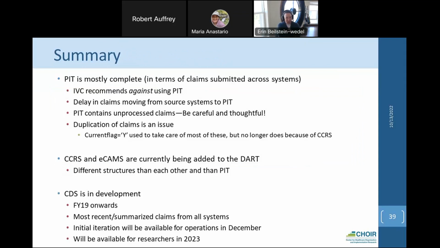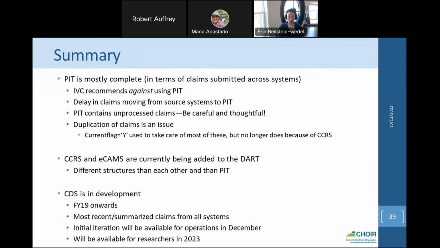And then in summary, I hope this has been helpful for people. This is kind of what I spend most of my time doing and digging through and figuring out how to help people do. So PIT is, as many people will say, the most complete source in terms of submitted claims. IBC will tell you if you ask them to not use it, but it's what we have to use as researchers right now.